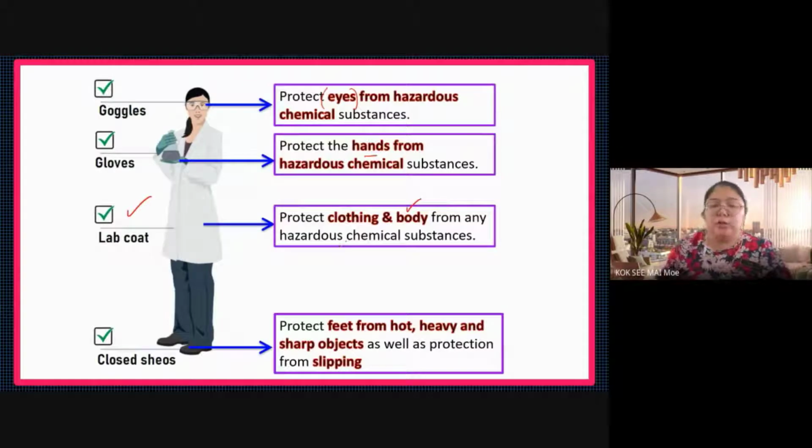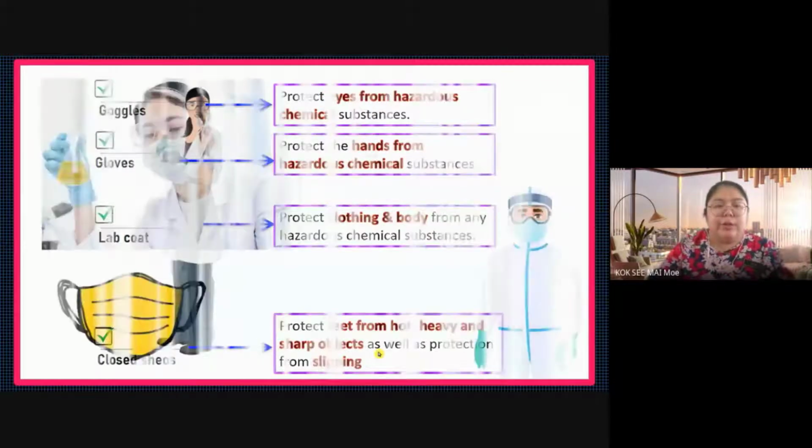Okay, and also protection from slipping. Later you just walk, after that you fall down. If you never wear shoes, the shoe has grip. If no grip, you just wear slippers, that means you slip down. So these are some of the equipment inside the lab you need to wear when you start any experiment. Okay, now we're going to see another one.